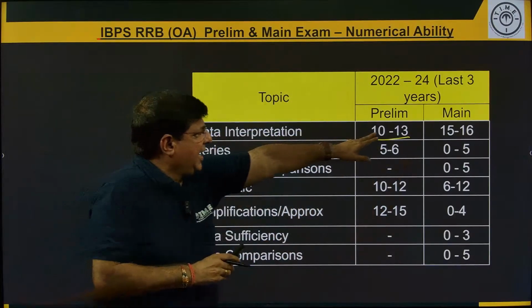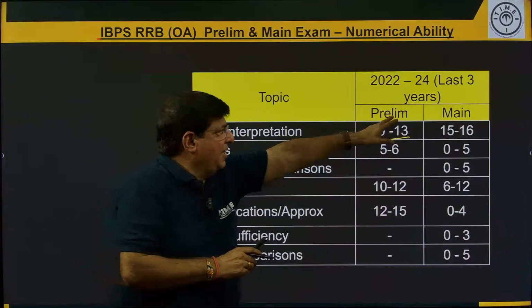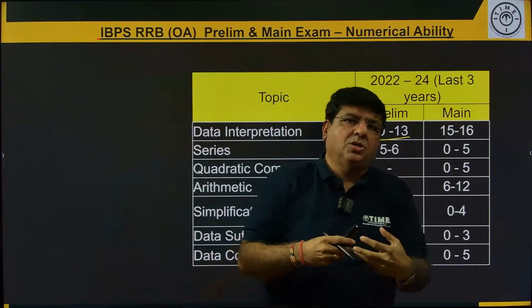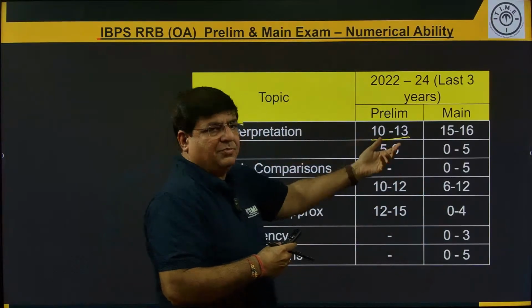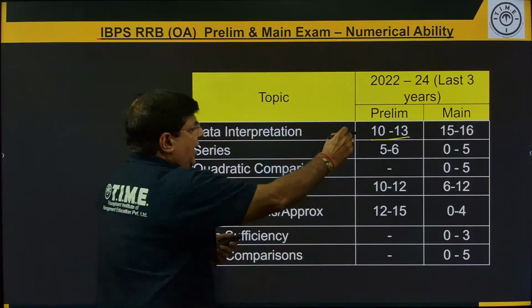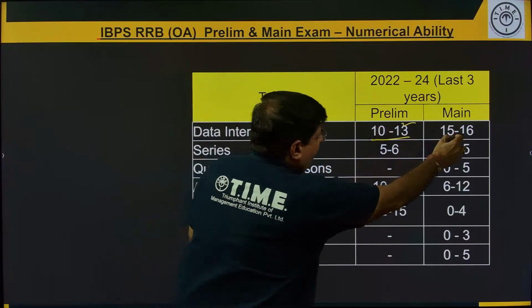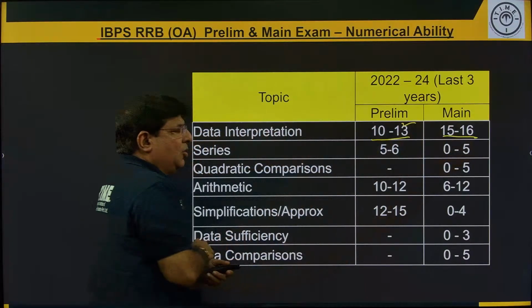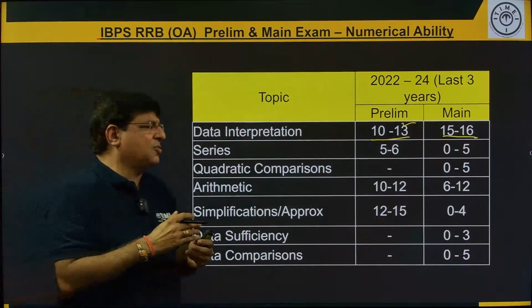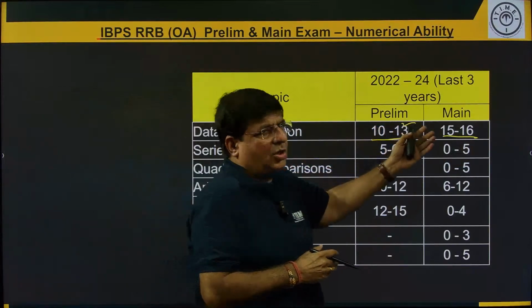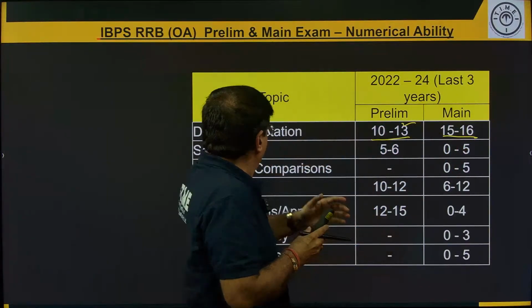Data interpretation: 10 to 13. The prelim exam is conducted in multiple slots, so in some slots 10 questions, some slots 12 questions. The highest number of questions was 13, whereas in main it is about 15 to 16 questions. A couple of years back, the main exam was conducted in 2 slots, so we have given the range here.